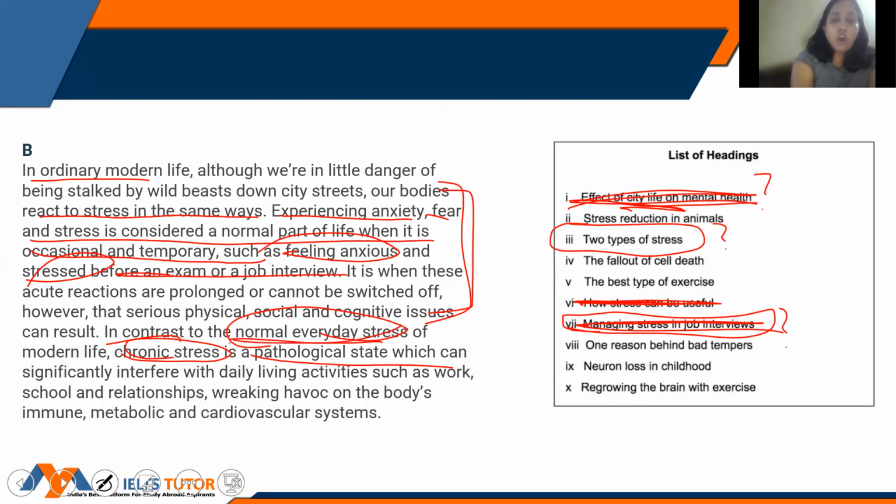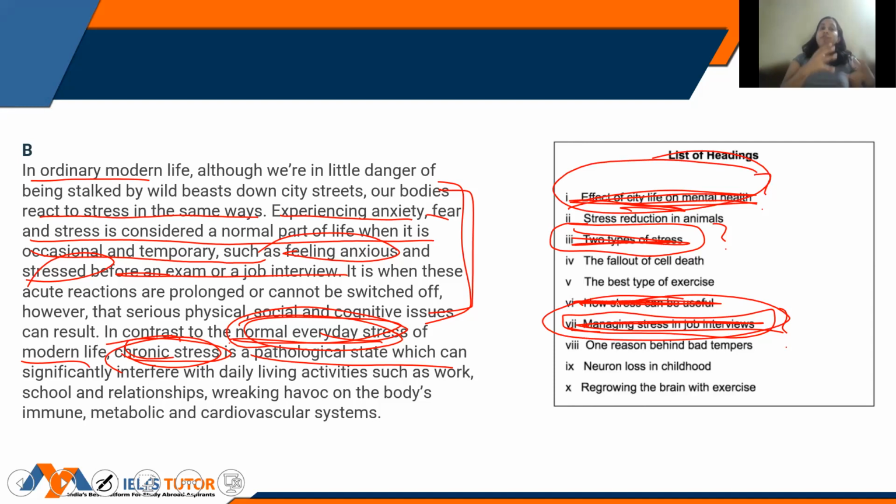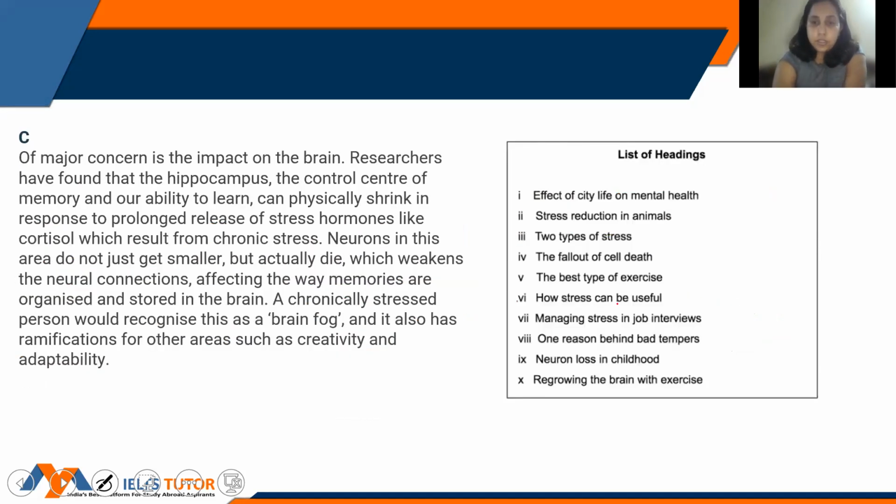In contrast to normal everyday stress of modern life, chronic stress is also a pathological state. Two types of stress they are talking about. So the answer will be two types of stress. One is normal everyday stress, second is chronic stress. Right? Yes, ma'am. Here we found exact words, but the paragraph was not talking about the same. We have to focus on the main idea. Right? Okay, ma'am. So we will be eliminating these two.